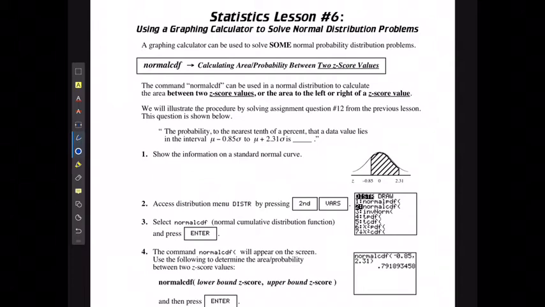All right, this lesson focuses entirely on how to use your graphing calculators to solve for the area or probability, or to find an x or z-score value. It's going to be a little bit more accurate than using the z-score sheets. Now, remember, any of this you can do using the z-score sheets. If you don't have a graphing calculator, don't worry about it.